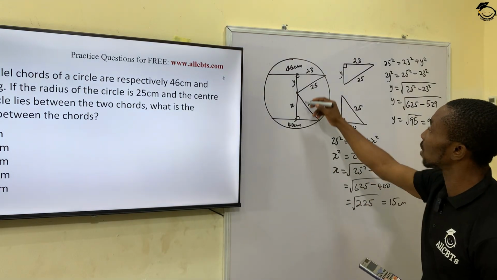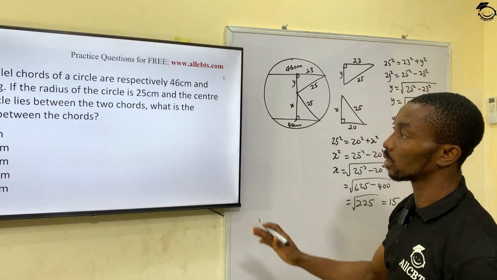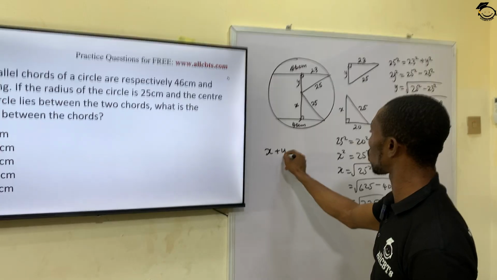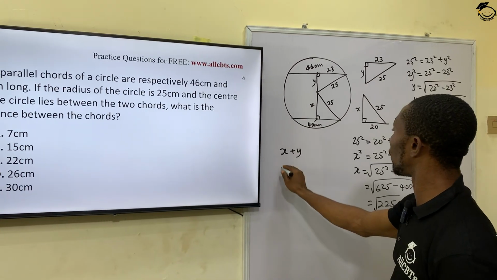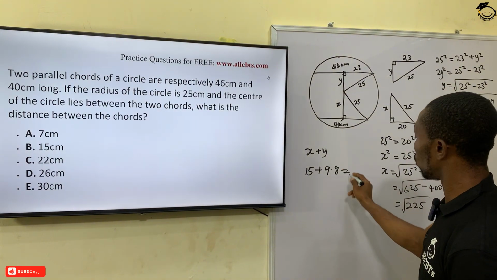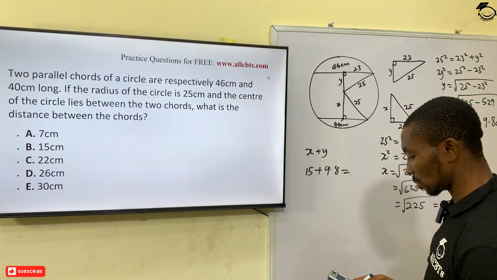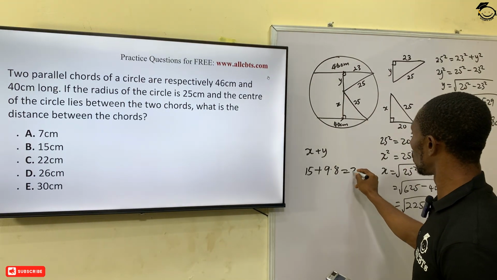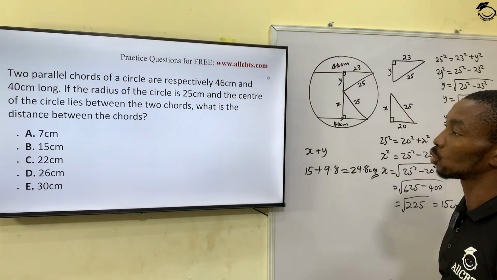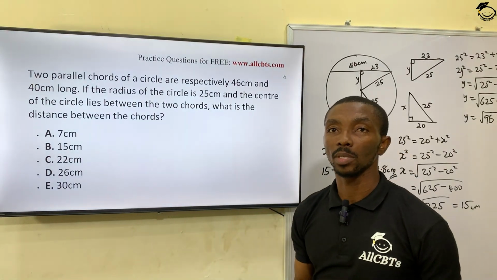So for the distance between the two chords, they say we should find what is the distance between the two chords. The distance between the two chords will become x plus y. Now, x is 15 plus y, which is 9.8, would give us 15 plus 9.8, which is 24.8 centimeters. So the distance between the two chords would be 24.8 centimeters.